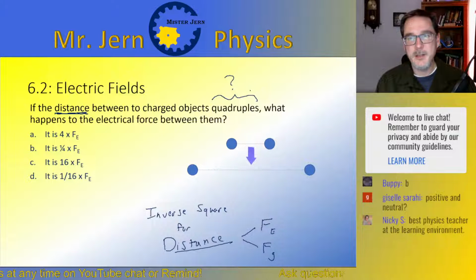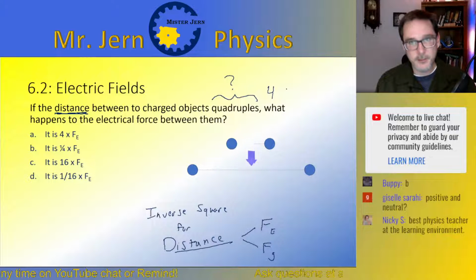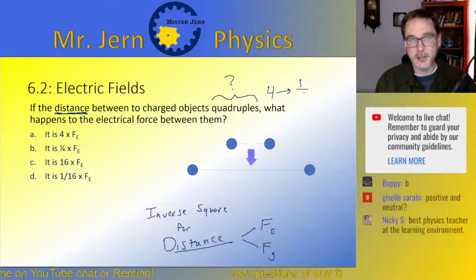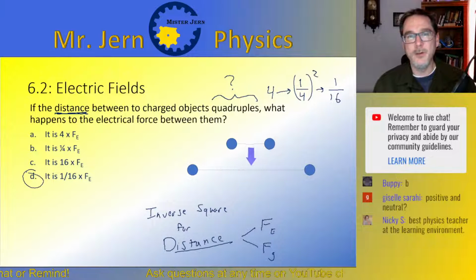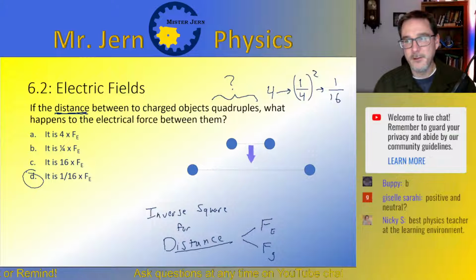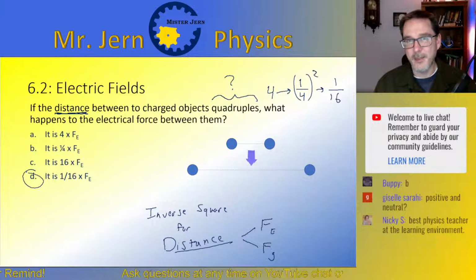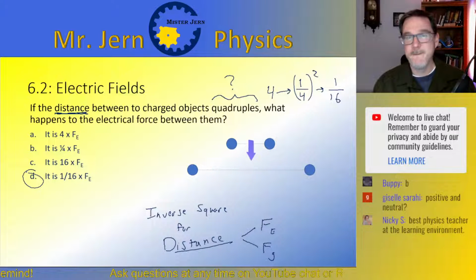What that means is, if the distance quadruples, that's 4, right? Inverse means you take 1 over it. So you flip it over, it becomes 1 over 4. Then you square that: 1 squared is 1, 4 squared is 16. So it is 1/16. Inverse square.